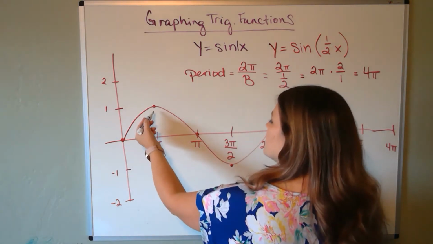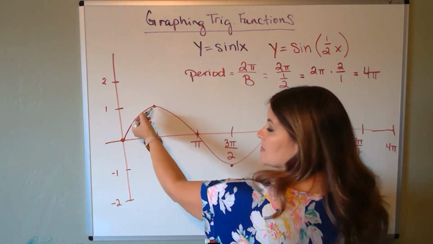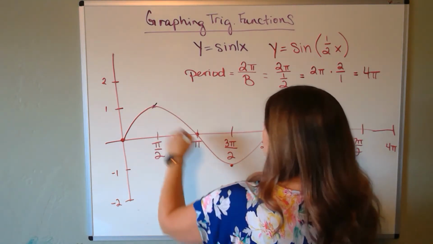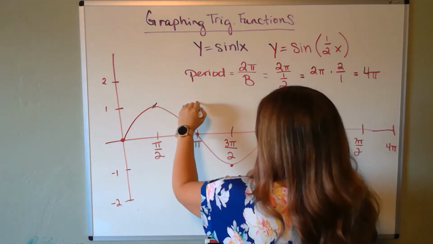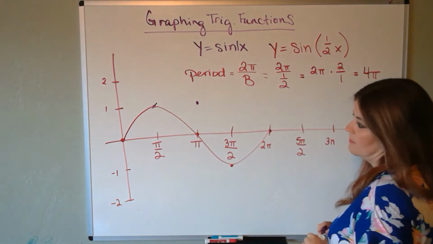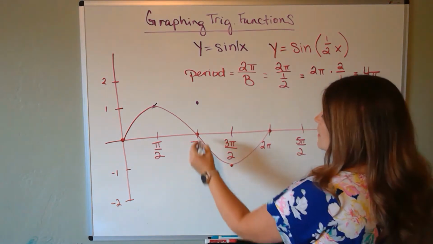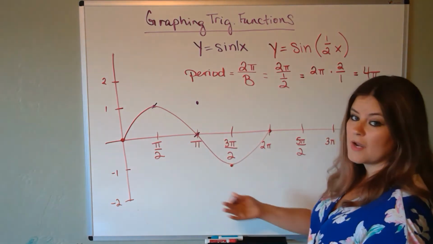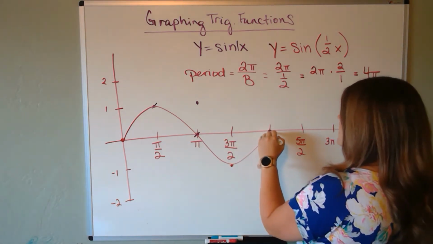Let's start with this high point here. I used to hit this high point at pi over 2, but I have to double that x value. So I'm not going to hit it at pi over 2. I'm not going to hit it till pi. I've doubled that value. All right, x-intercept. I usually hit it at pi, but I'm not going to hit it at pi. I have to double that. I'm going to hit it at 2 pi.